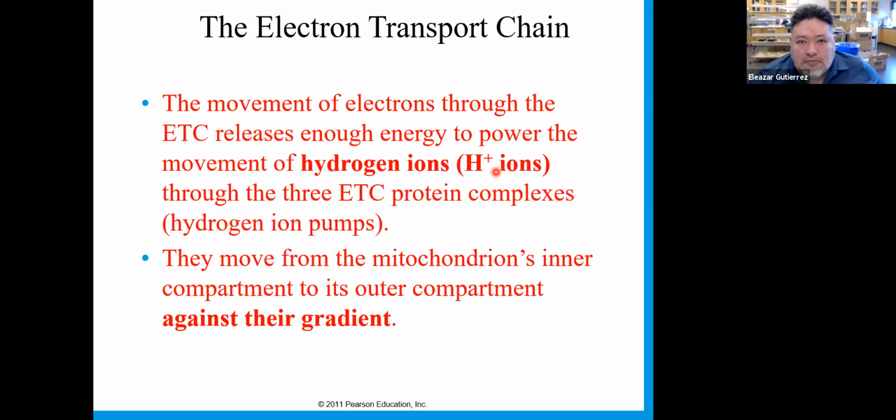Wow. That is a whole lot of power. But that's what you need. You need a whole lot of power because you're producing an incredibly powerful molecule, ATP, adenosine triphosphate. Okay, so against the gradient.